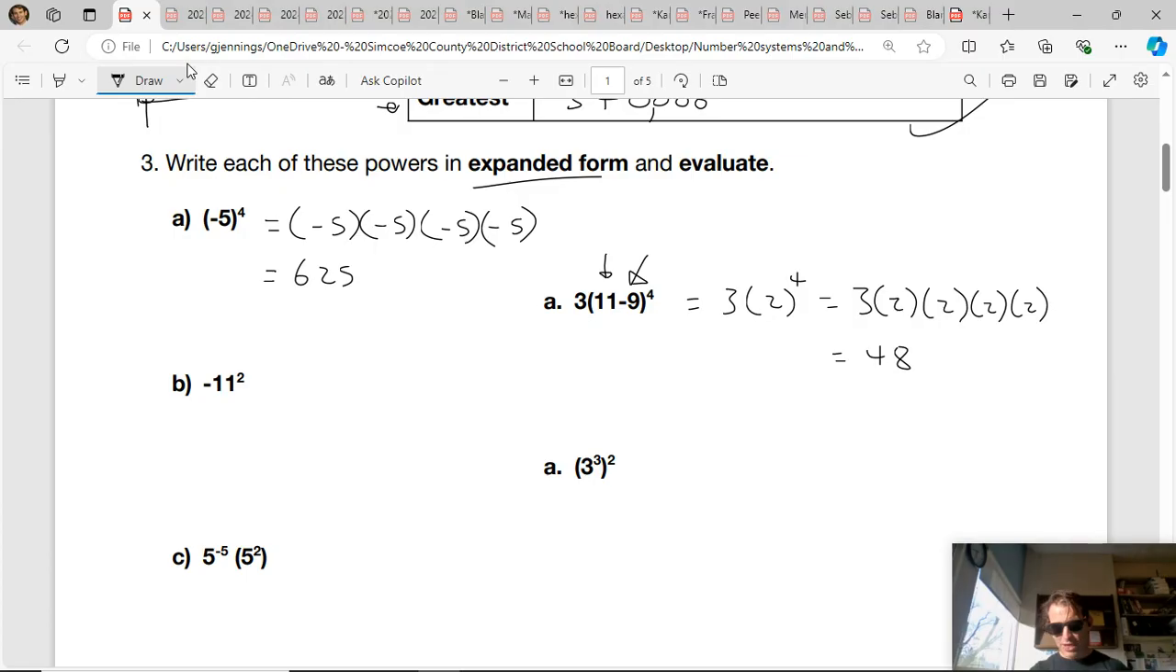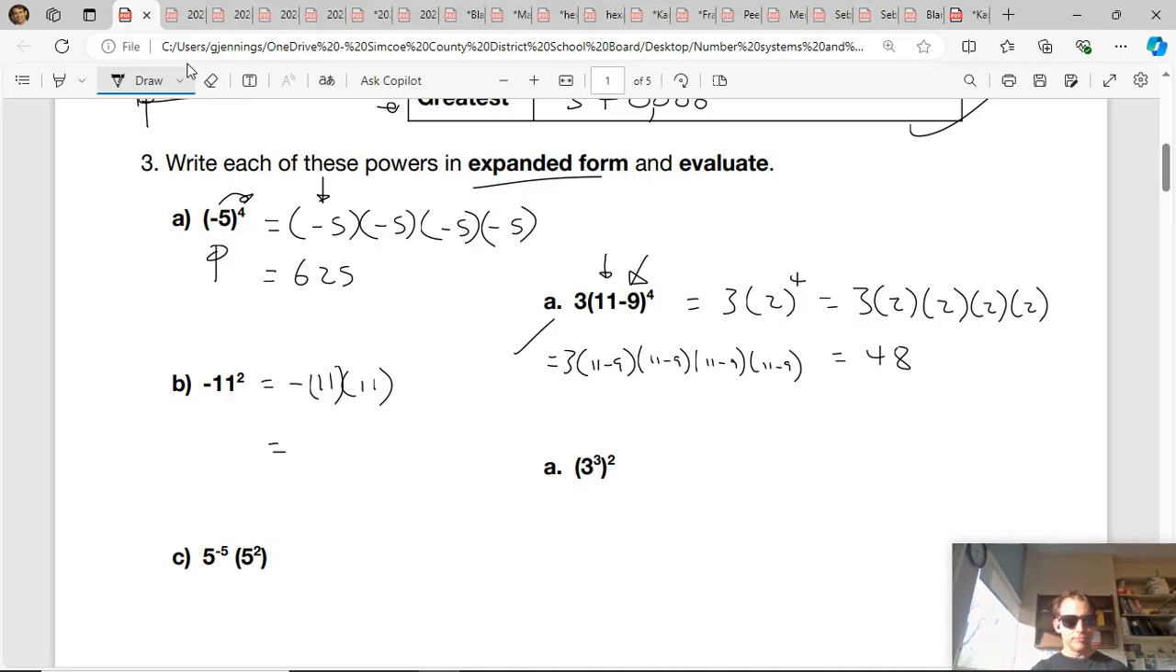Now, what else to say about that? If you had written 3 times (11 minus 9) times (11 minus 9) times (11 minus 9) times (11 minus 9), you are still correct. That's fine. This one here, the trick is to know that it's different than this, because this one, the negative gets called onto the exponent ride. It has a ticket for that exponent ride. This negative is left out of the exponent ride. This is negative 11 times 11, and that's the expanded form for that. I could even have my brackets there if I want. It's the same. And then minus 121 is the answer.